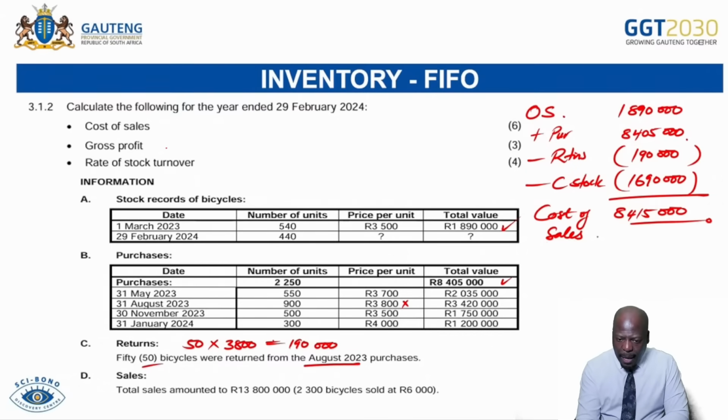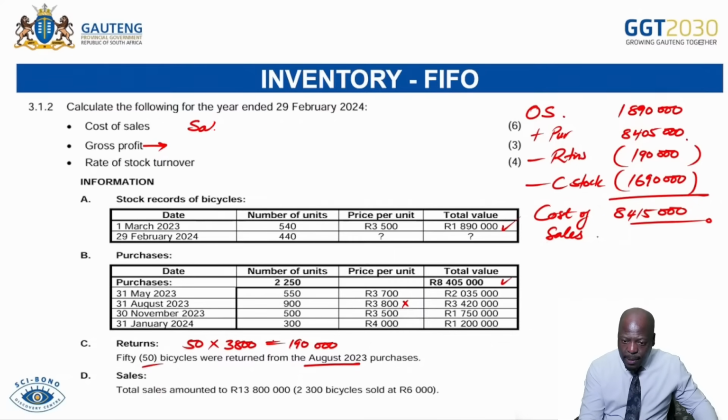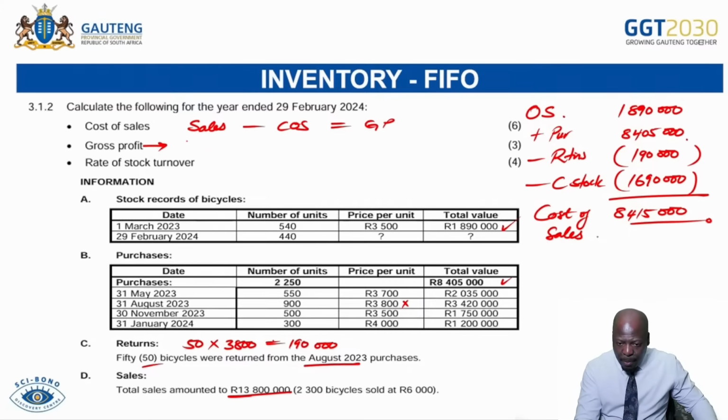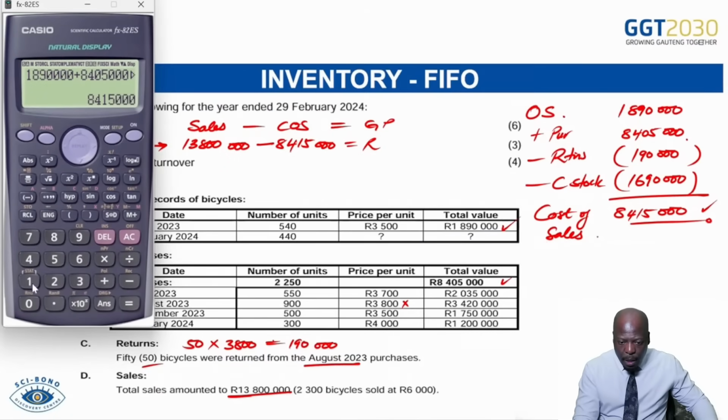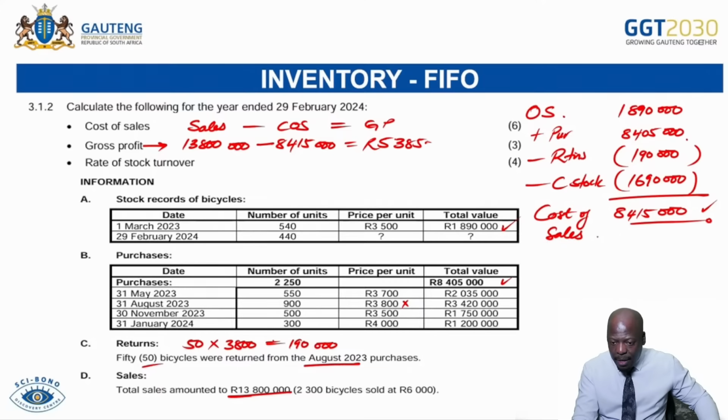So once I have my cost of sales, I can then get my gross profit. Because to get gross profit, I know it is sales minus cost of sales. And my total sales is 13.8 million. So I take 13.8 million and subtract my 8,415,000. And that will give me 5,385,000. That is my gross profit.